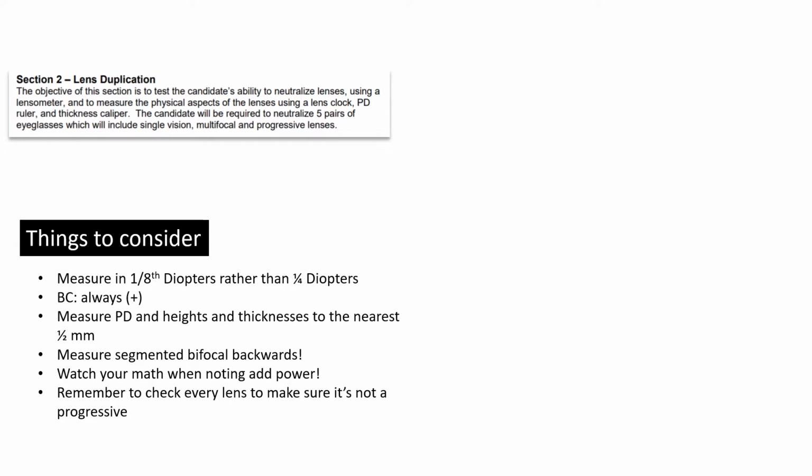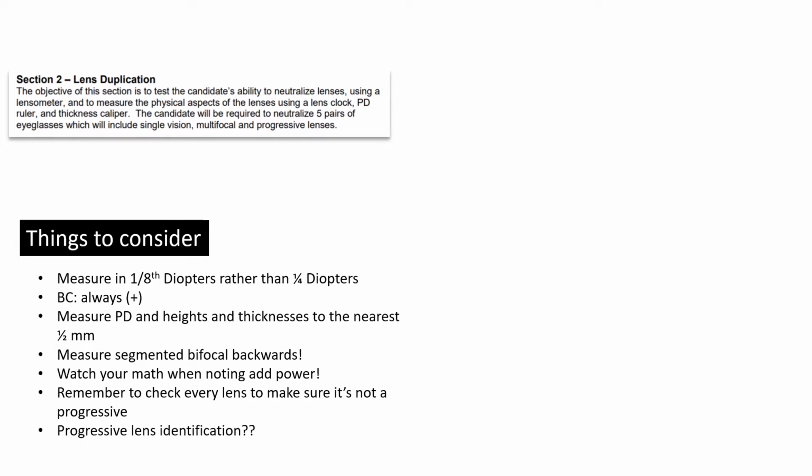Maybe it has a lower add. Maybe the add powers, sometimes the lenses might be edged weird where the progressive is placed really low. You want to make sure that you're not missing anything. So that's a good trick, just looking through the lens, making sure there's no change in power from top to bottom, and just moving on from there and measuring it accordingly.